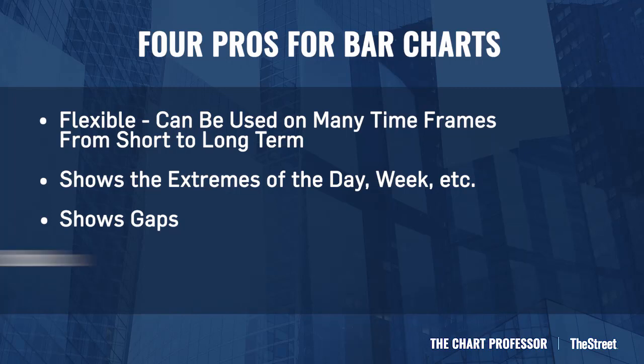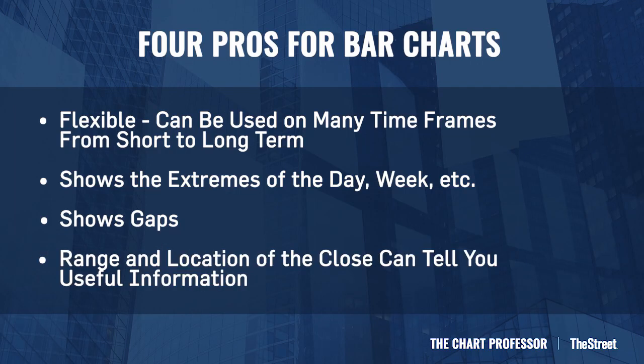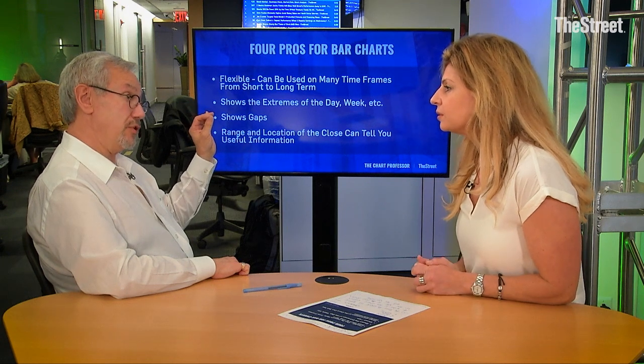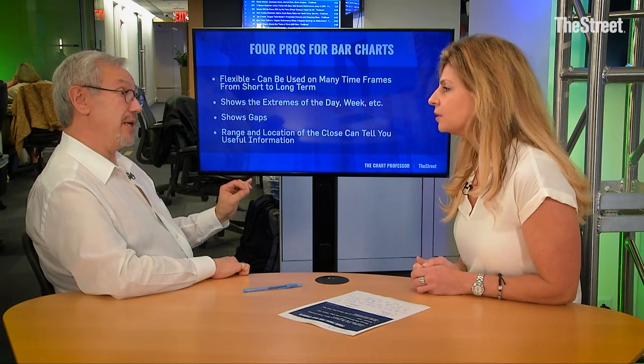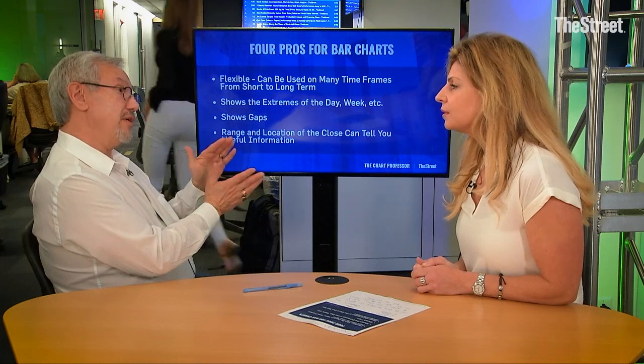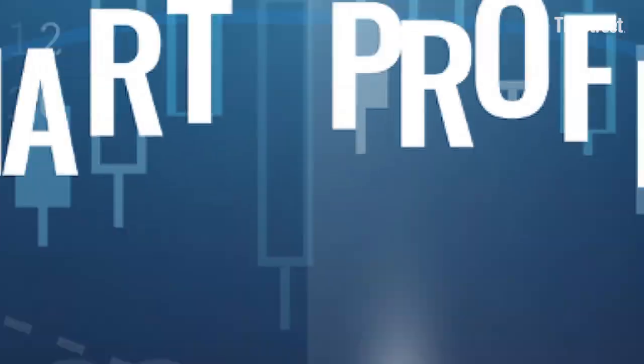And finally, the range and location of the close. Again, you don't see that on the line chart. If you close at the high of the day, the bulls are in charge. If we close on the low of the day, the bears are in charge. And if we close kind of in the middle, well, it's in balance.